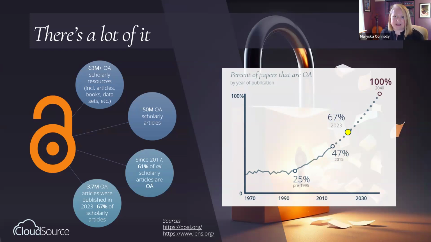So those are all things your users could potentially find, but only 16% of it's indexed in the directory of open access journals. This is important just to note because a lot of librarians will turn on DOAJ as a search source in their discovery layer and think they've got OA pretty much covered, and that's not the case because you're missing out on a lot of that content.